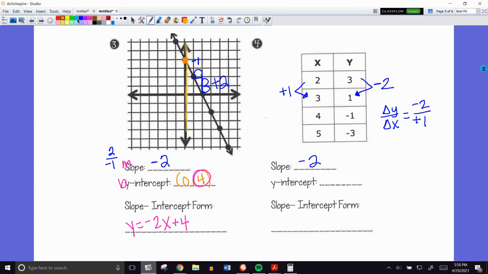Now remember, on a table, we need 0 in our x column. So I'm going to have to go backwards to do that. So instead of adding 1, I'm going to subtract 1. So 2 minus 1 gives me 1. And then I have to do that again to get to 0. So I'm going to do 3. And instead of subtracting 2, because I'm going backwards, I'll add 2. So 3 plus 2 gives me 5. And I need to do that one more time. So 5 plus 2 gives me 7.